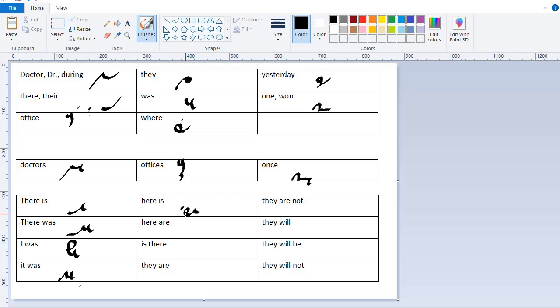So, as I've said, use your common sense. For example, here is my location. For example, yung sentence mo is, here is my location.